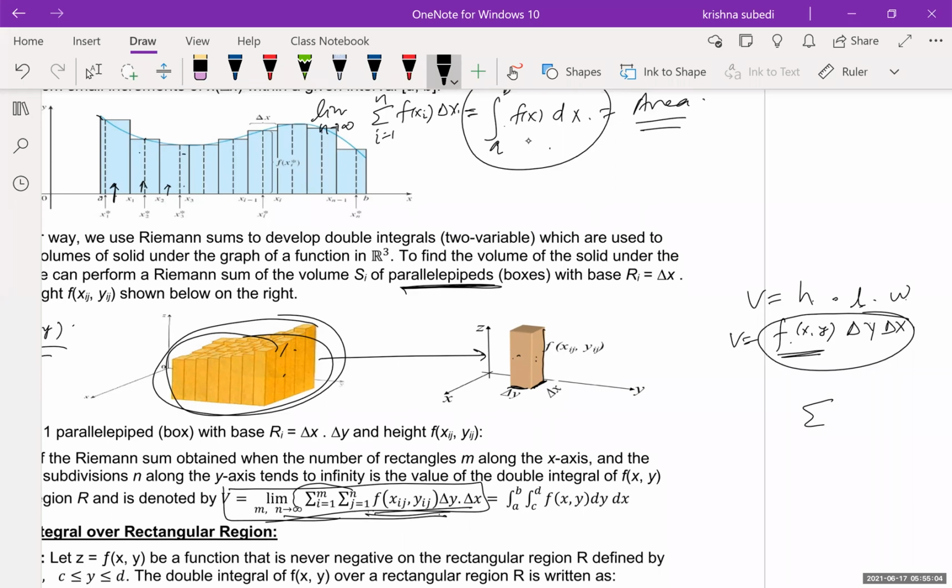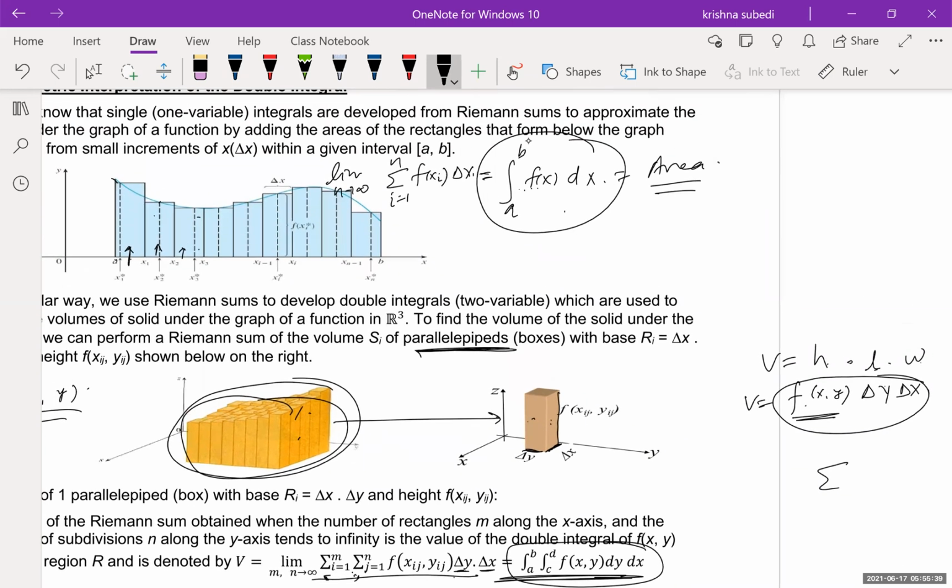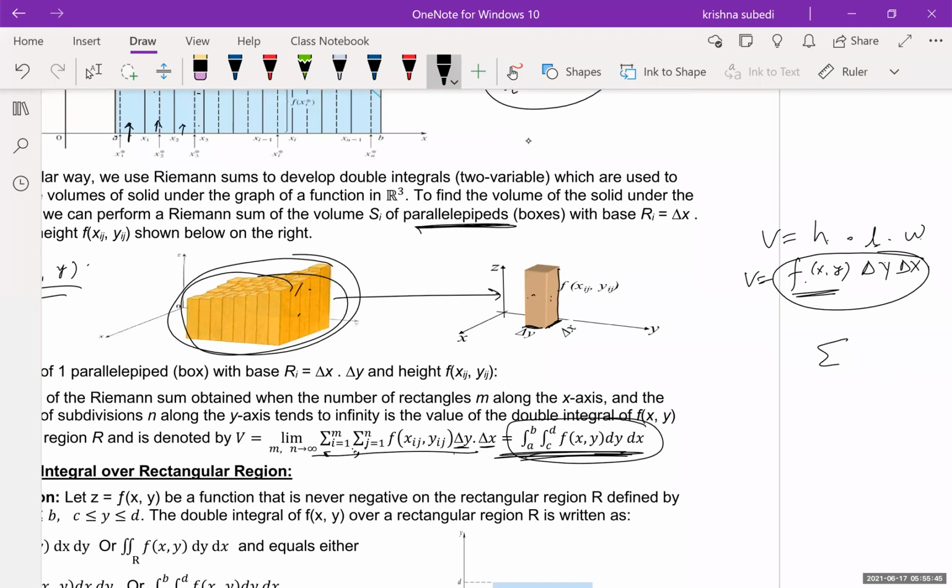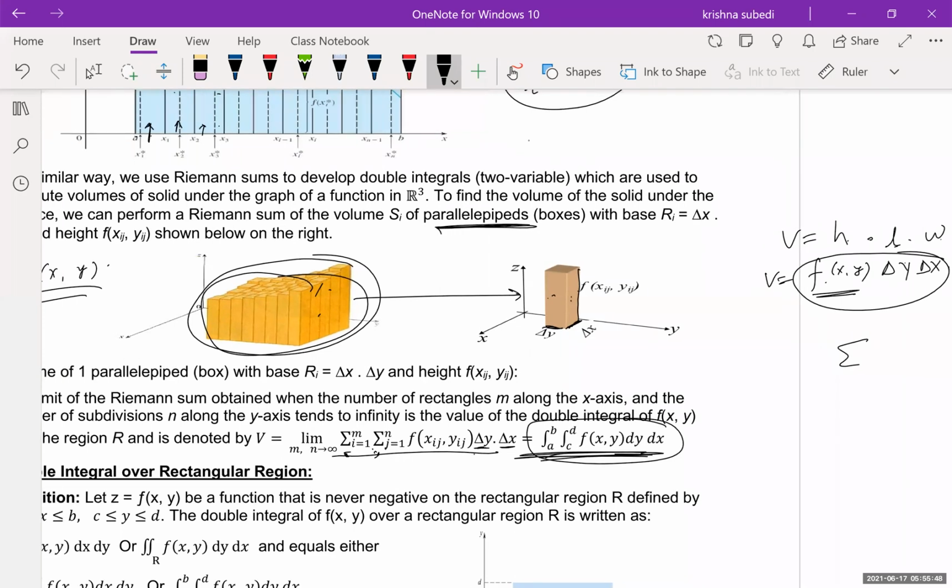And then this is a Riemann sum, and we know that for a Riemann sum, we can write a definite integral. Because there are 2 variables x and y, we use the 2 summation notation, one for delta y, another for delta x. So we can write this as a Riemann sum, which is actually the definite integral, in this case, a double integral. So basically, the double integral gives us the volume. Keep that in mind. The single definite integral gives us the area, whereas the double definite integral gives us the volume under the curve. Does that make sense?